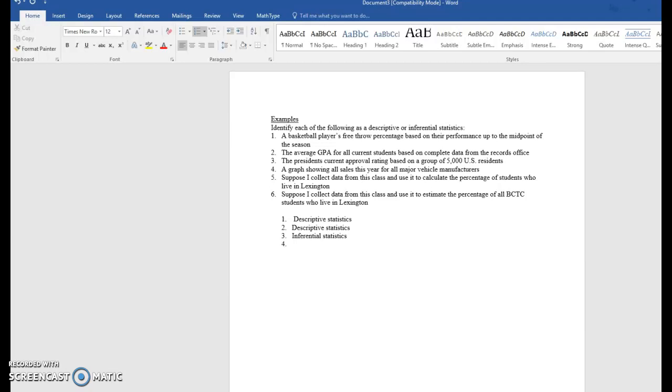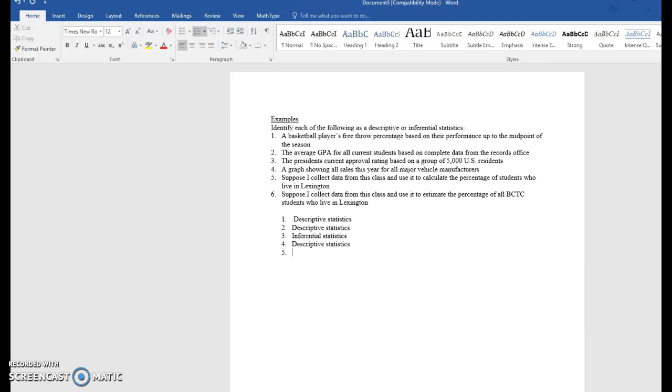Number 4. A graph showing all sales this year for all major vehicle manufacturers. Again, we're assuming we just have all the data and we've put it into graphic form. So in that case, it is just describing what sales have gone on for the year. So this is descriptive statistics.